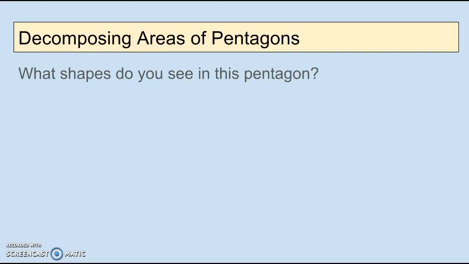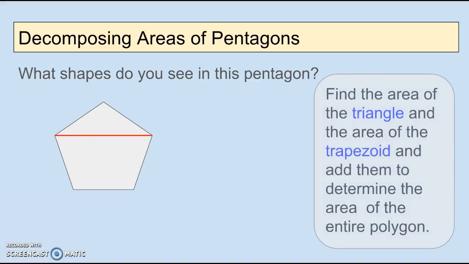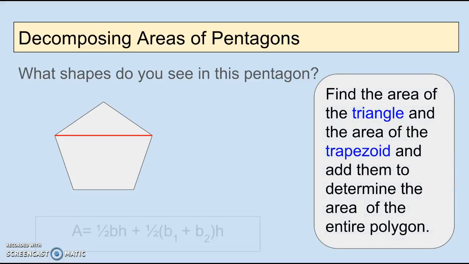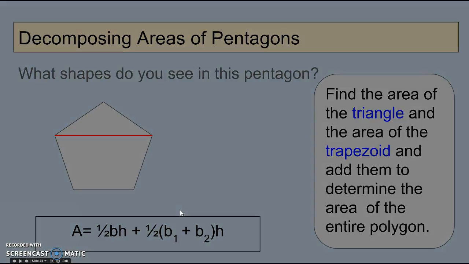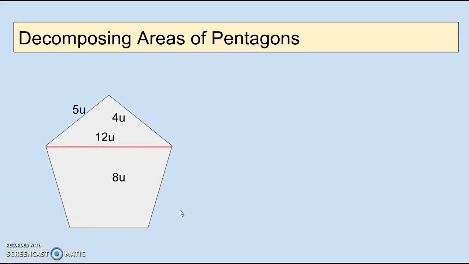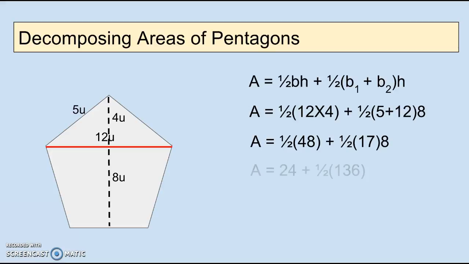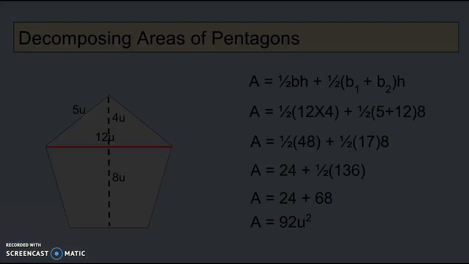Okay. And we'll try one final figure. This pentagon with equal sides. So how can you decompose this? Okay. We can try this. So now you have a triangle and a trapezoid. So find their areas. There's your area of a triangle and a trapezoid. And you can replace your variables to find the area of the pentagon.